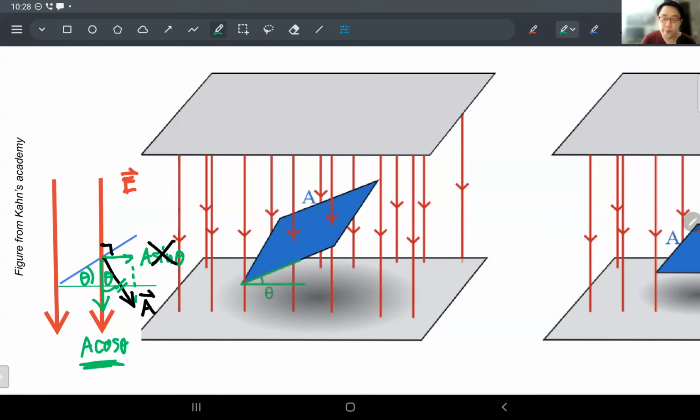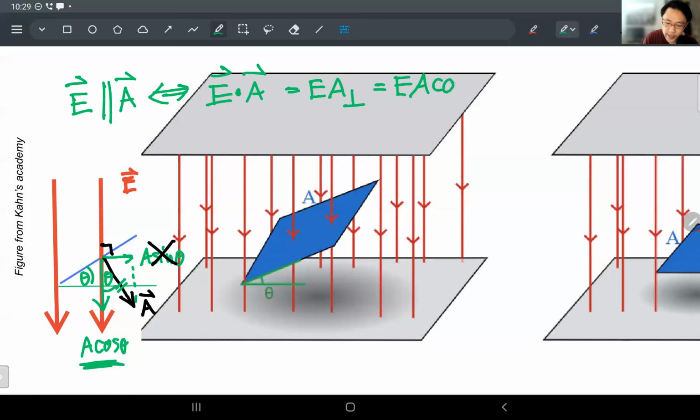What I keep saying repetitively up to this point is that if you have a vector that is parallel to the A vector, that is the condition you take into account for the flux piercing through that area. Isn't that good? Now we can speak in terms of vectors: every time you want two vectors to point along the same direction and then take the product between them, you can use the dot product. So that's why I'm going to use E dot A. This is the condition guaranteeing that you only take into account the electric field that is perpendicular to the area. So this is exactly what we need, EA perpendicular, and that is EA cosine theta. That's what I'm trying to find.